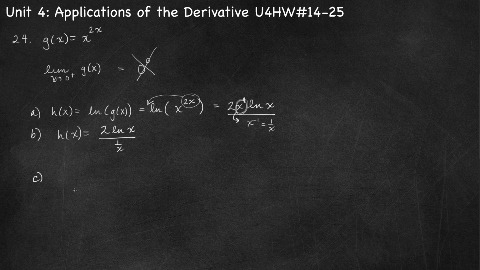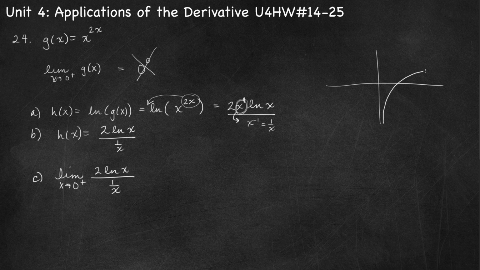Part C, use L'Hopital's rule and your work in Part B to compute the limit of h as x approaches 0 from the right. So now substitution, so the limit as x approaches 0 from the right of 2 ln x over 1 over x. Now substitution gives 2 times the natural log of 0. Think about the graph for ln x.